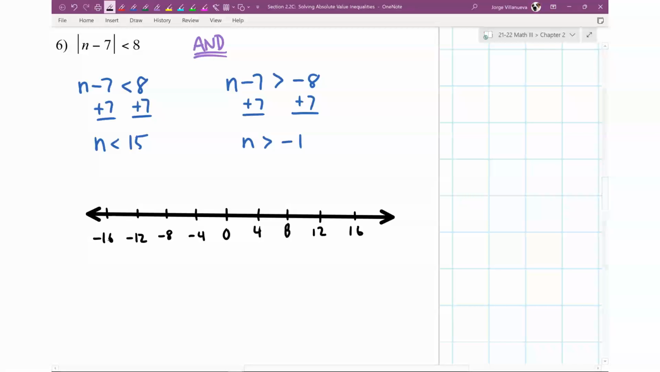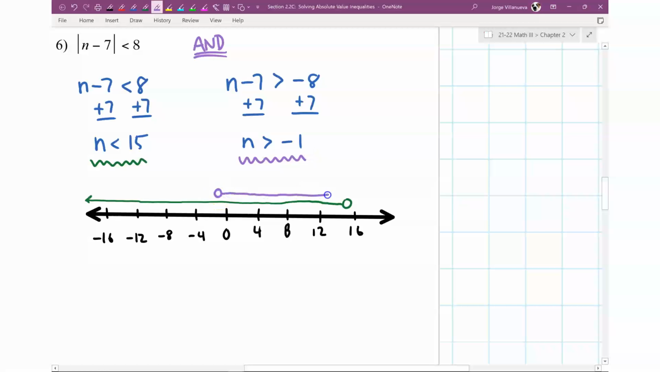Now, I need to draw n less than 15. So less than means it's going to be an open circle. Okay, so 15 is about here. It's going to the left because it's saying less, so the left. And then n greater than negative 1. So I'm going to go to negative 1, which is about here. Greater than is an open circle, and it's pointing to the right, so I'm going to go to the right.